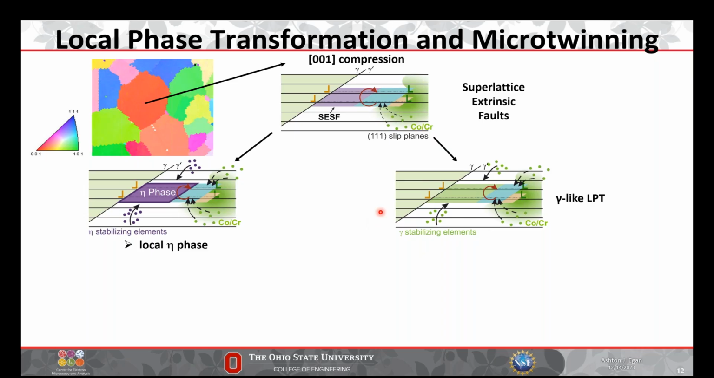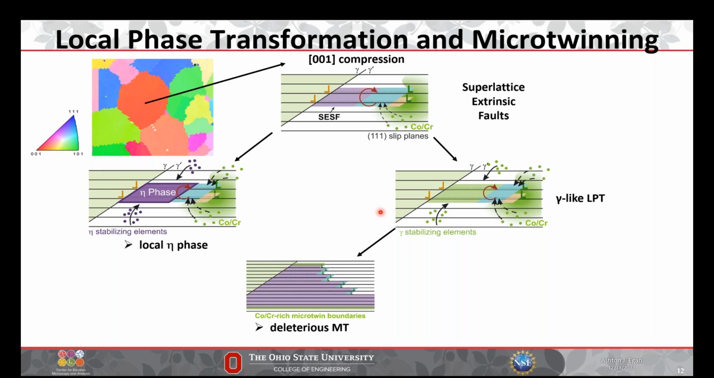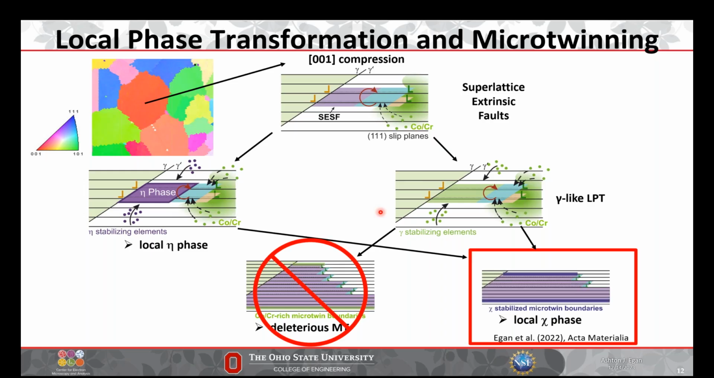And so my research is basically trying to prevent this thickening from happening and thickening into these deleterious microtwin boundaries, because microtwins rapidly accumulate strain, and rapidly is not something you want to hear if you're talking about failure of a disk in an airplane, right? So what we can do is then prevent this by a local chi phase transformation, which is what basically I did my PhD studies on. And this is stabilizing the microtwin boundaries via a local phase transformation to chi phase.